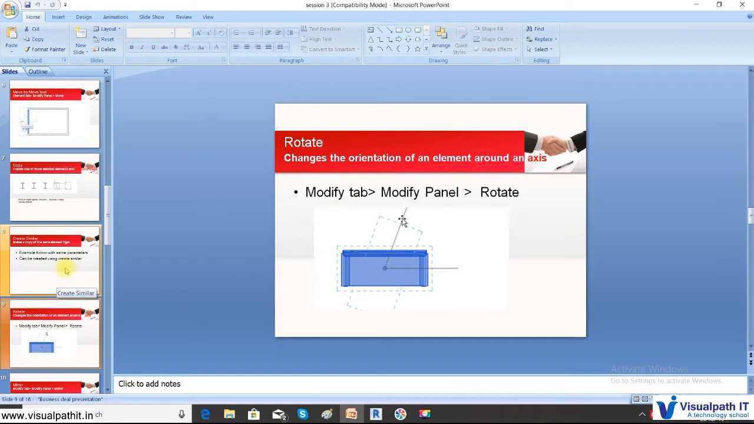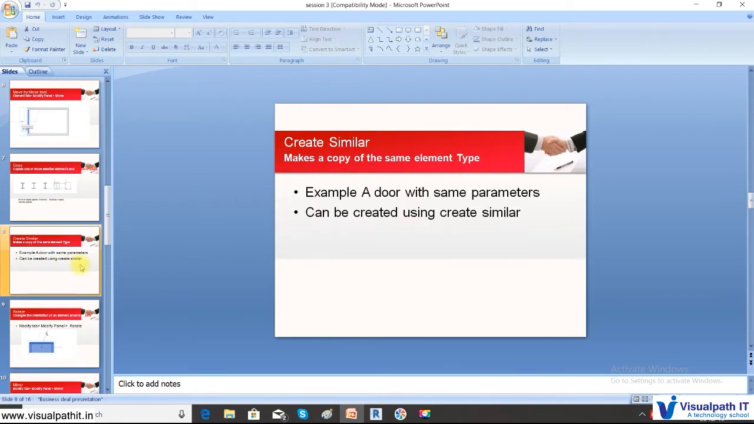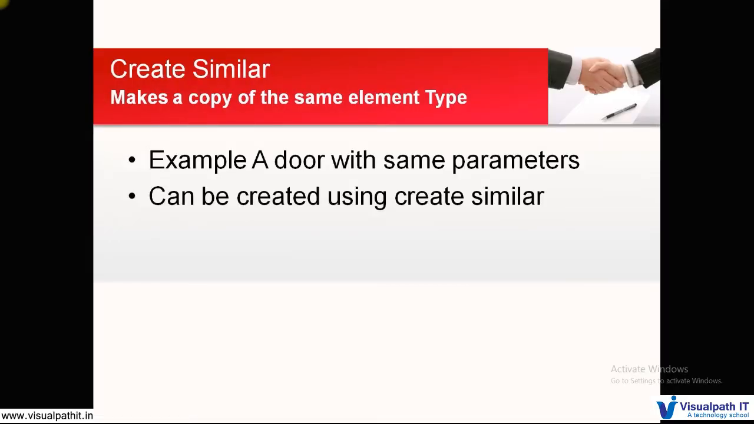So rotate is similar. Before rotate we have something called create similar, a specific tool. It is same as copy, but with a small difference: the element properties are copied also. So for example, a door with same parameters, you want to create a similar door. Suppose there's a D1 which is a 3 by 7-foot door. Now it has some properties. So that same 3-foot door has to be copied with the same parameters. Then you can use create similar.